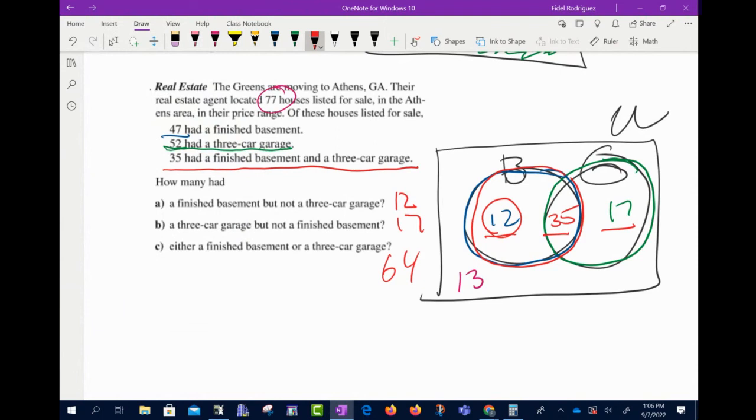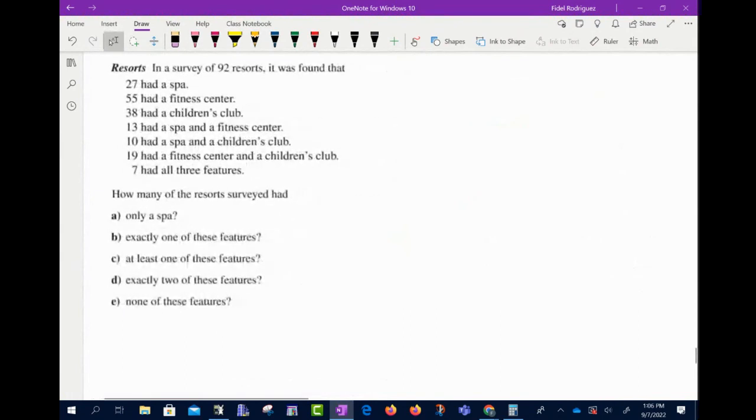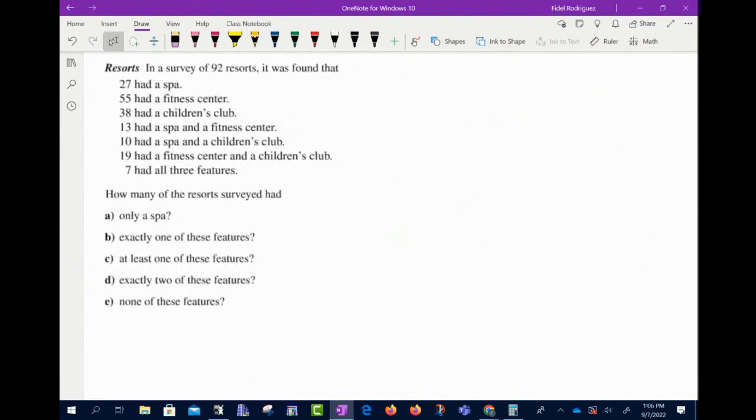All right. So guys, I'm going to do this process every single time. So look, I'm going to jump to another problem. Okay. And it says resorts. It says in a survey of 92 resorts. So again, first thing I notice, y'all, my total number is going to be 92.